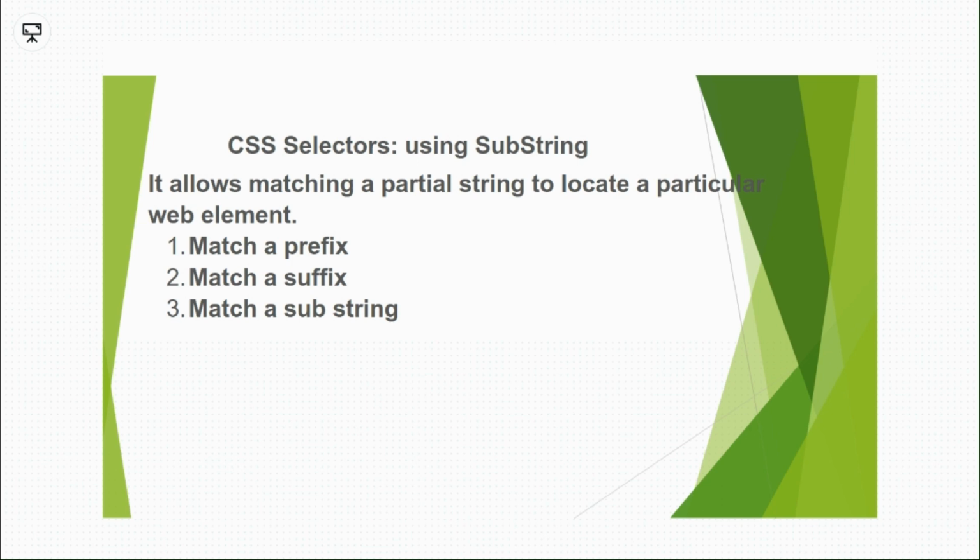Today in this video, we will learn how to use substring in CSS Selector. It allows matching a partial string to locate a particular web element. There are three mechanisms in which matching of a string can be done using a CSS selector, and they are match a prefix, match a suffix, match a substring. We will look at each mechanism in detail with an example on a web page.